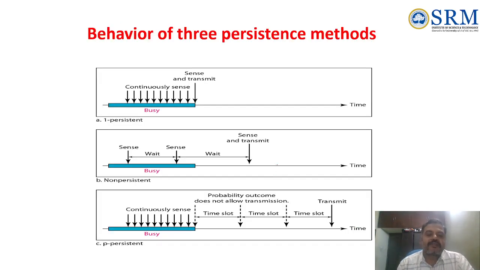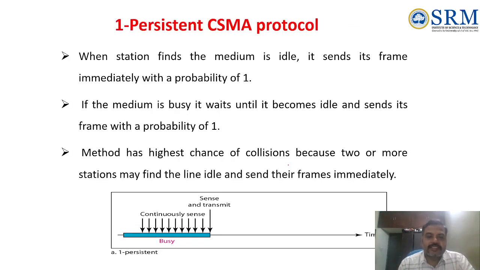There are three methods of CSMA: one-persistent CSMA, non-persistent CSMA, and P-persistent CSMA. Let's see them one by one. First, let us look at the one-persistent CSMA protocol. This is a very simple and straightforward mechanism. When a station has data and is ready for transmission, it starts sensing the medium. If the medium is found to be idle, it sends its frame immediately with a probability of 1. That means without waiting for anything, it starts transmitting its data.